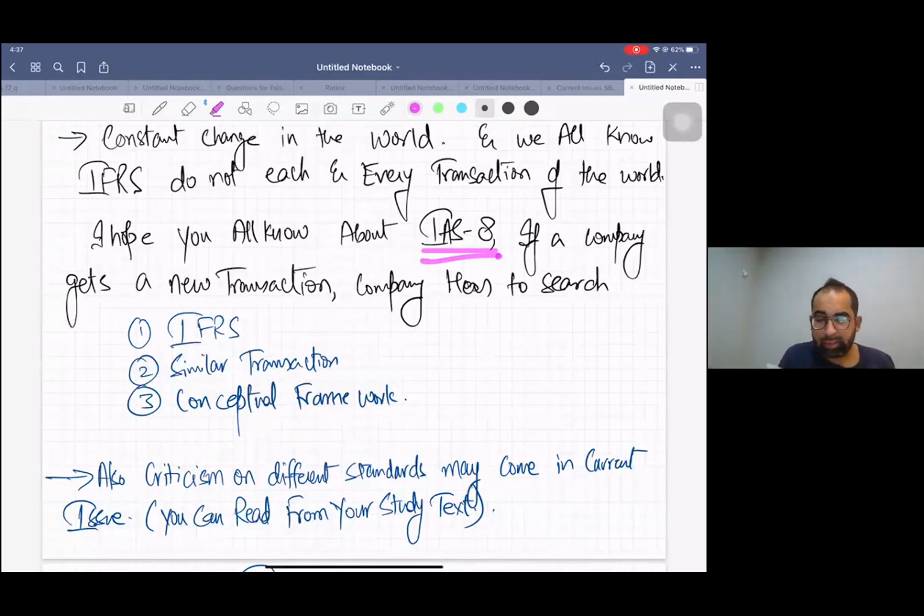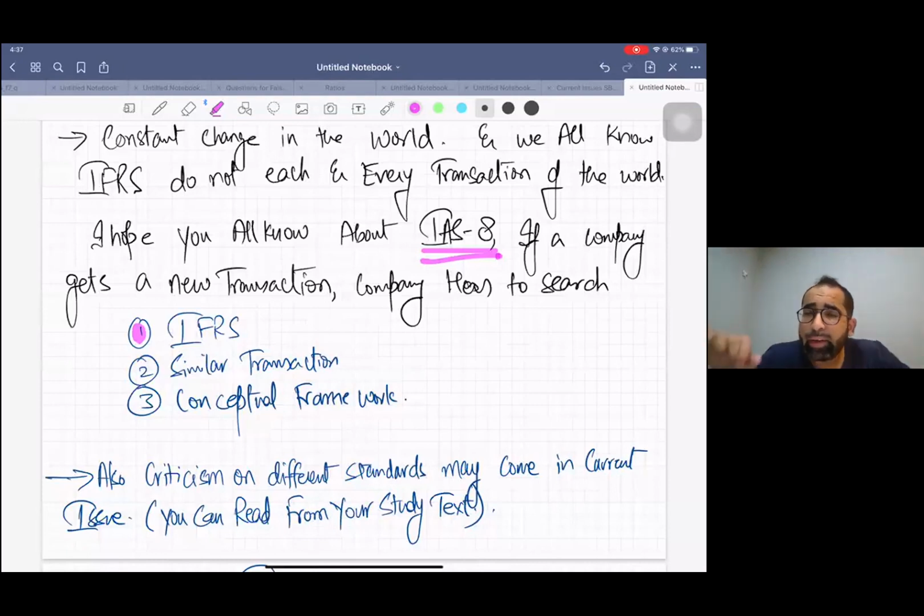The first step, and it's all written in IAS 8: you will open the IFRS book. If the treatment of that transaction is written in the IFRS book, just follow it, because IFRS is applied in your company. If the treatment is in the main IFRS, just apply it. That's the best solution. Second, but what if that transaction is not included in the IFRS book?